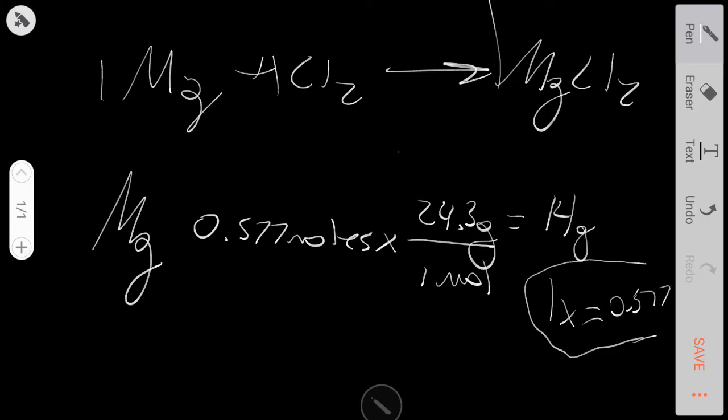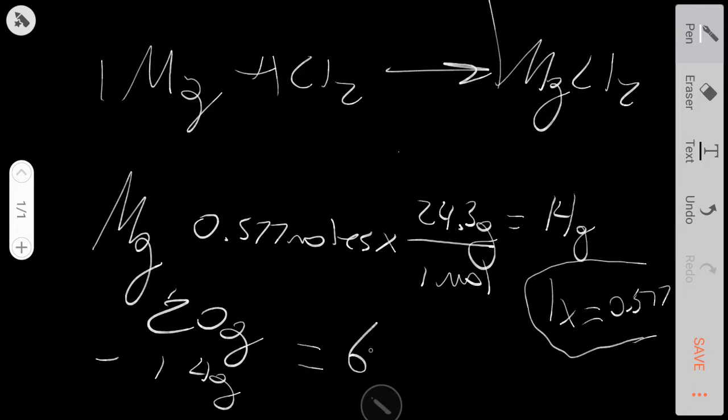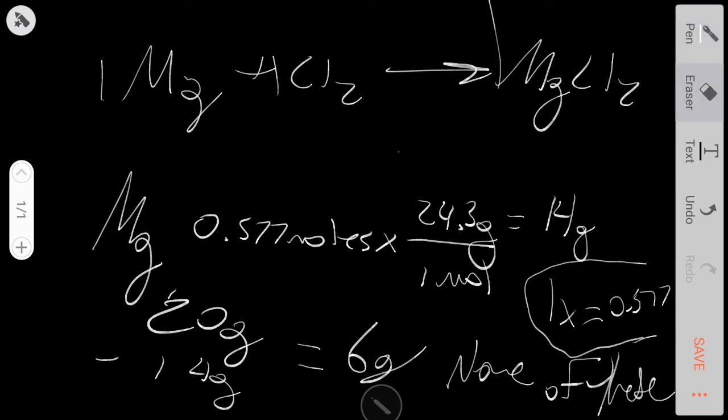I'm not done yet. My question is, how much do I have left? So I started with 20 grams, but I used 14. So 20 minus 14 grams will equal 6 grams. Now, as you can see here, A, B, C, D, none of those say 6. So the answer is none of these. Cool? Number 10.